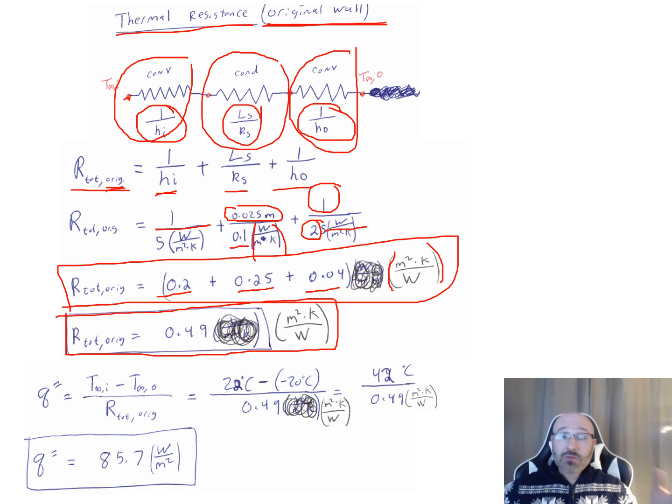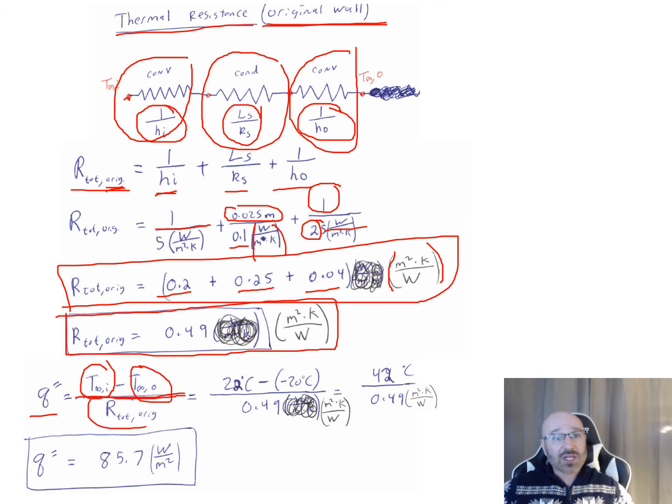Now this is where it's important to have that find section. What are they asking us to solve for? With a lot of these problems, we have multiple steps along the way, and that's only part way along our solution. They want us to find our heat flux. So recall our general equation for heat flux: q double prime is equal to T infinity i minus T infinity o, the inside fluid temperature and the outside fluid temperature, divided by our total resistance, in this case for the original wall. We're just dealing with the sheathing right here.